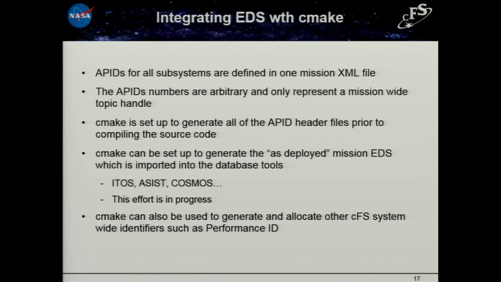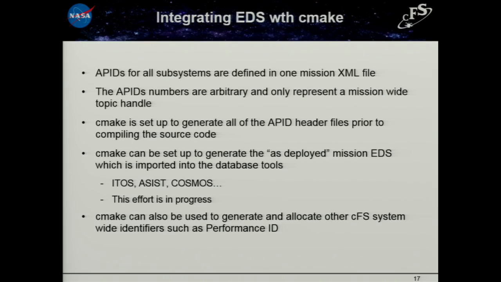Okay, so yeah, integrating the EDS with the cmake. As part of the electronic data sheets, you can specify all of your APIDs for your various subsystems in an electronic data sheet. So for every app, you can associate an APID with it, and that's all done through the electronic data sheet XML schema.